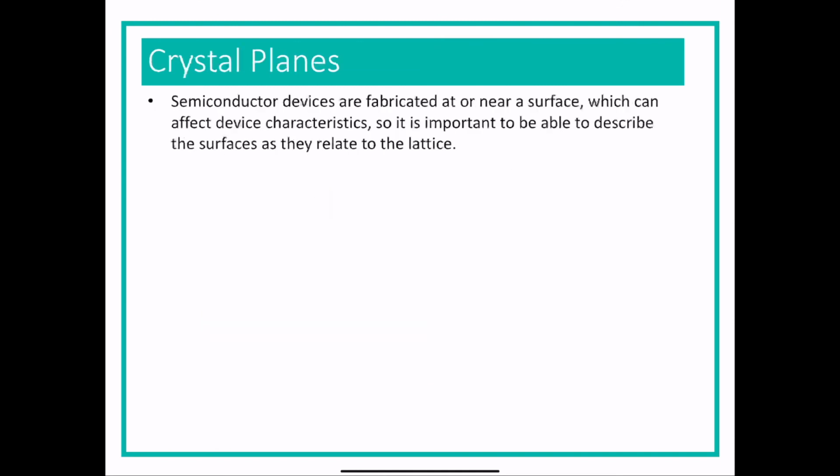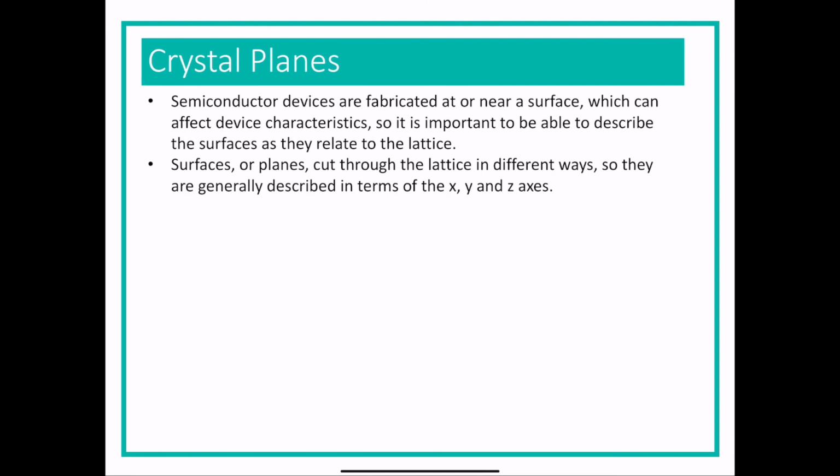Semiconductors are basically fabricated by cutting those wafers into thin slices, and then everything that's done on them is etched onto the surface. Because of that, it's really important to know what's at the surface of the semiconductor material and how it's structured. Surfaces or planes can be cut through the unit cell in different directions, and we have a specific way of classifying those directions and those planes.